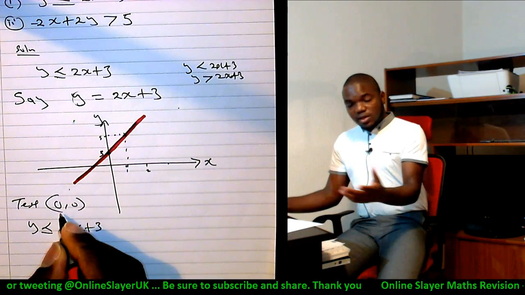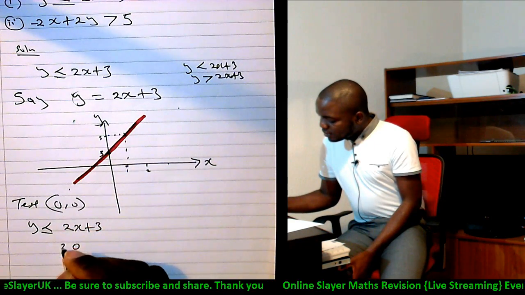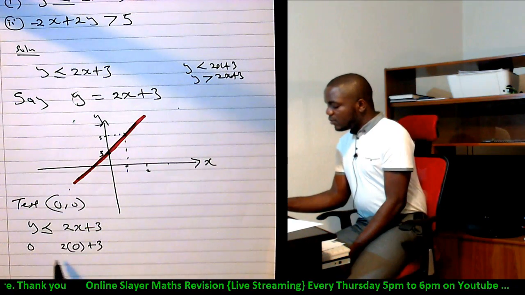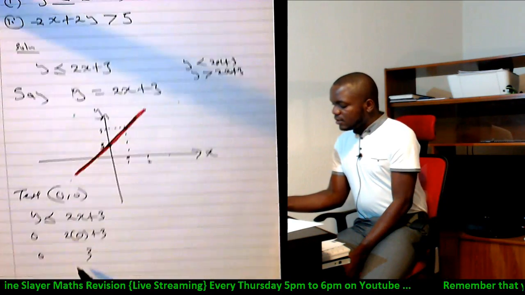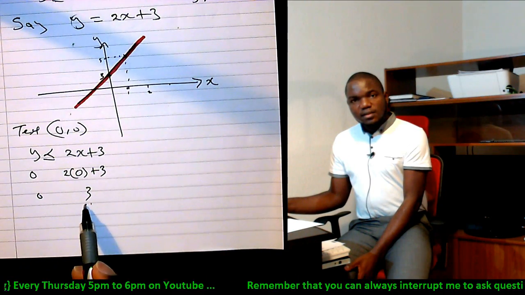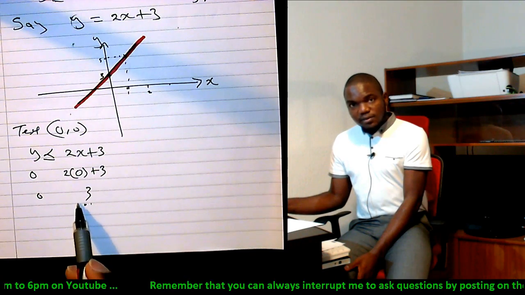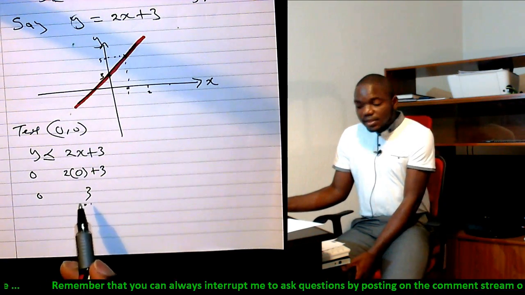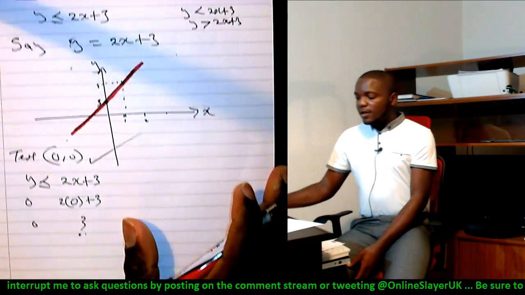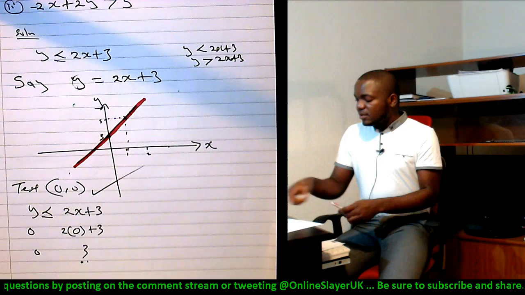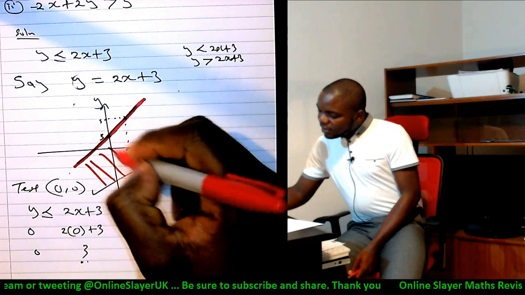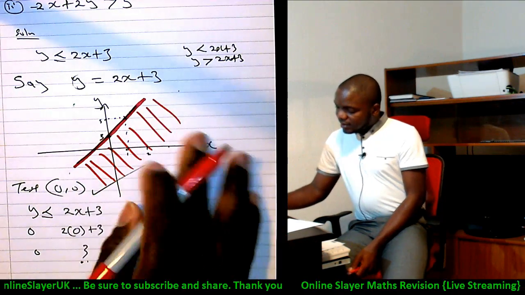The origin tells us that when x is 0, y is 0. So the question now is, what does this mean? 0 and 3, right? Is 0 less than or equal to 3? Yeah, 0 is not greater than 3. 0 is less than 3, so it is less than or equal to 3. So that means that the origin agrees with the inequality. So if the origin on this side of the divide agrees, then every other part on this side will agree.